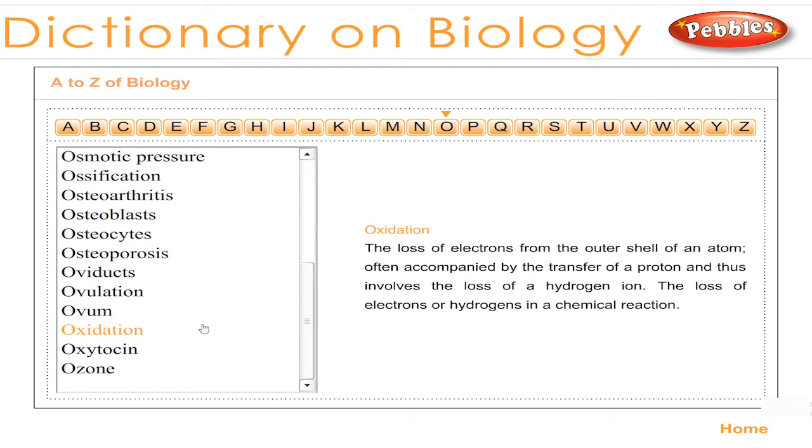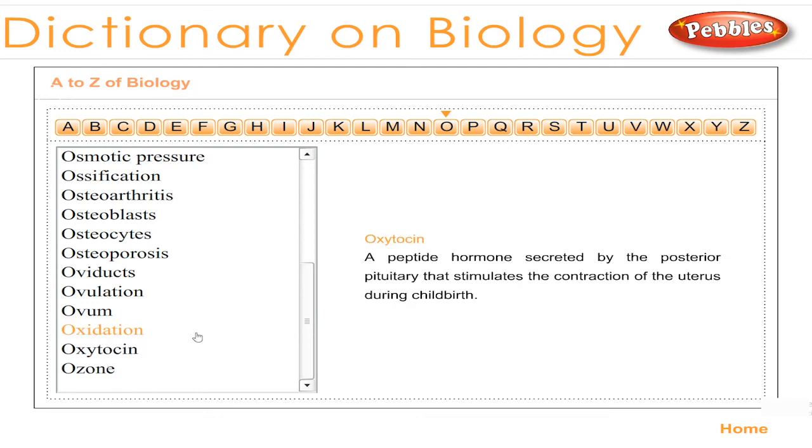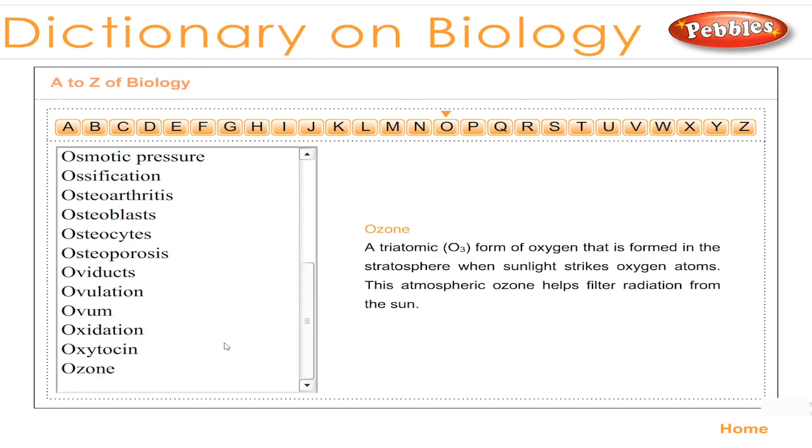Oxidation, the loss of electrons from the outer shell of an atom, often accompanied by the transfer of a proton and thus involves the loss of a hydrogen ion, the loss of electrons or hydrogens in a chemical reaction. Oxytocin, a peptide hormone secreted by the posterior pituitary that stimulates the contraction of the uterus during childbirth. Ozone, a triatomic O3 form of oxygen that is formed in the stratosphere when sunlight strikes oxygen atoms. This atmospheric ozone helps filter radiation from the sun.